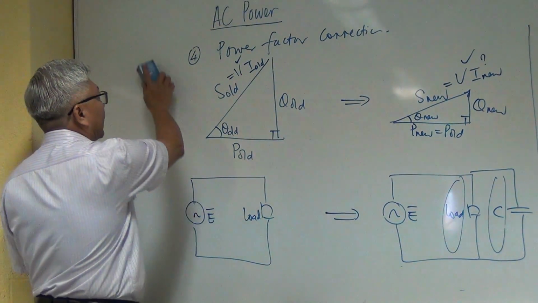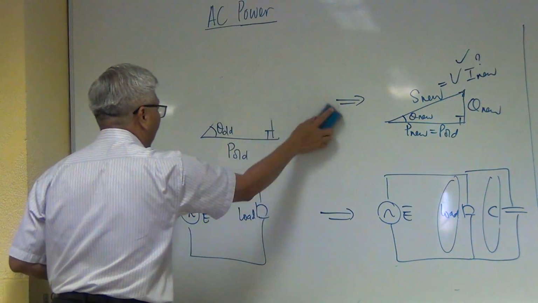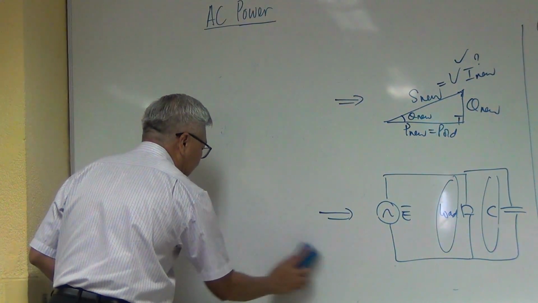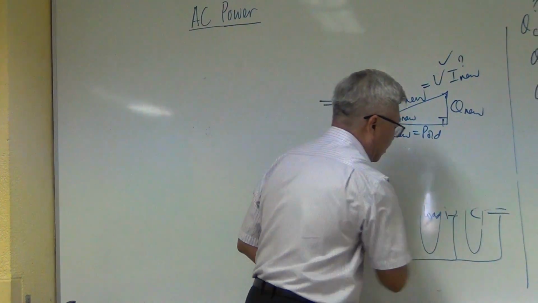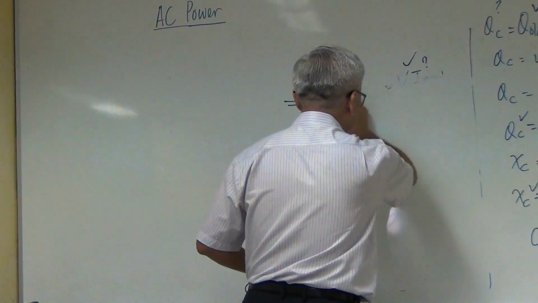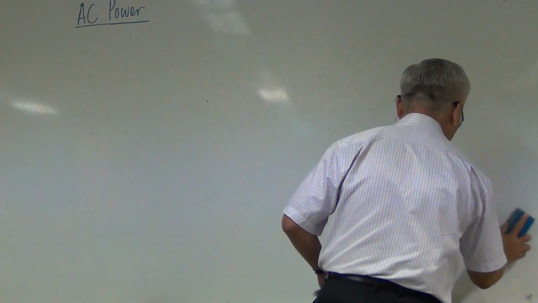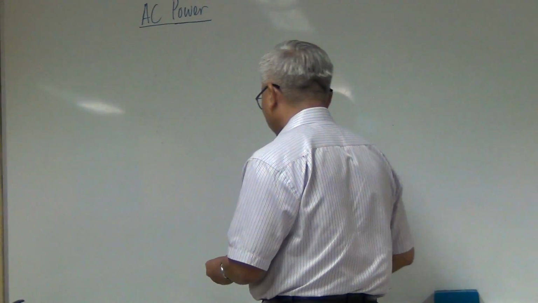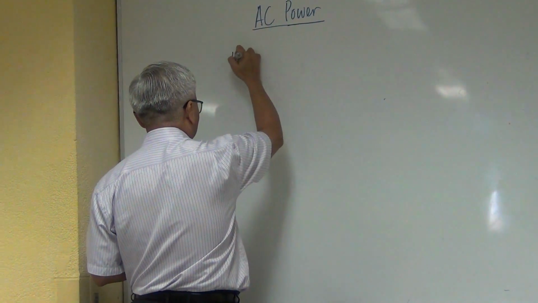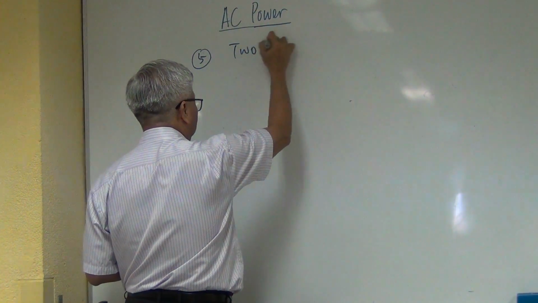Okay, we now move on to the last point of AC power, which is called the two wattmeters measurement.